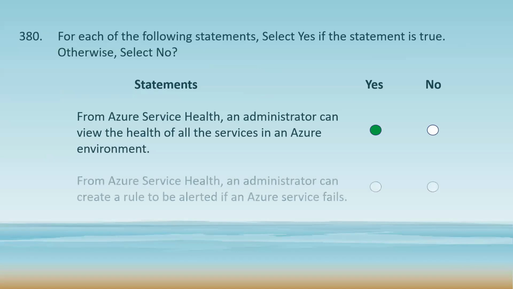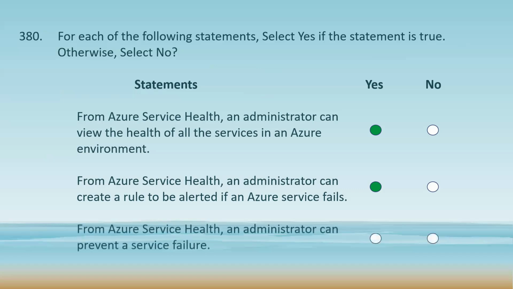Now, the next statement is, from Azure Service Health, an administrator can create a rule to be alerted if an Azure service fails. This statement is also correct. You do have an option to create service health alert and resource health alert to get notified whenever there are any issues happening. And the final statement is, from Azure Service Health, an administrator can prevent a service failure.